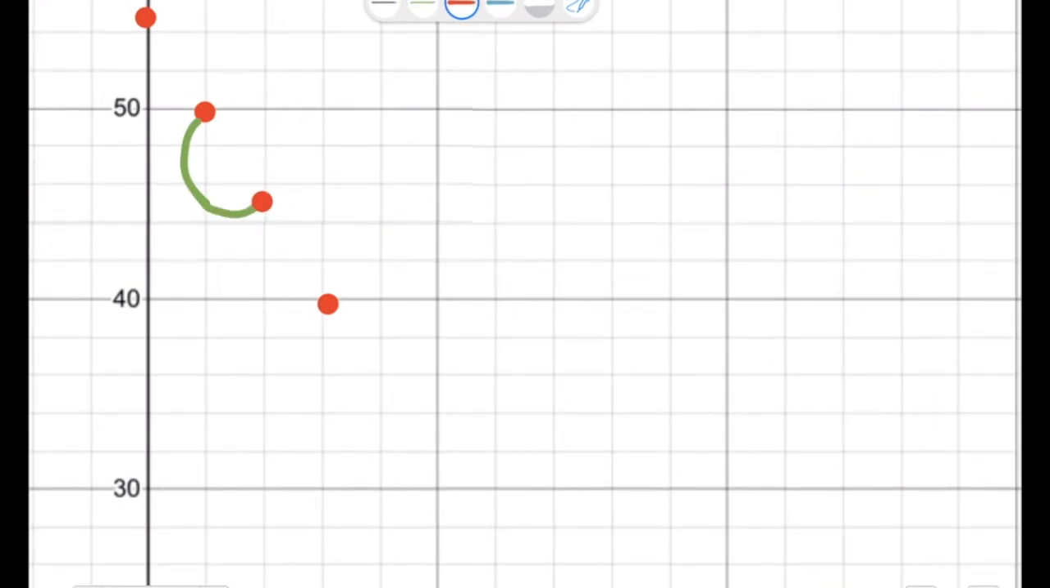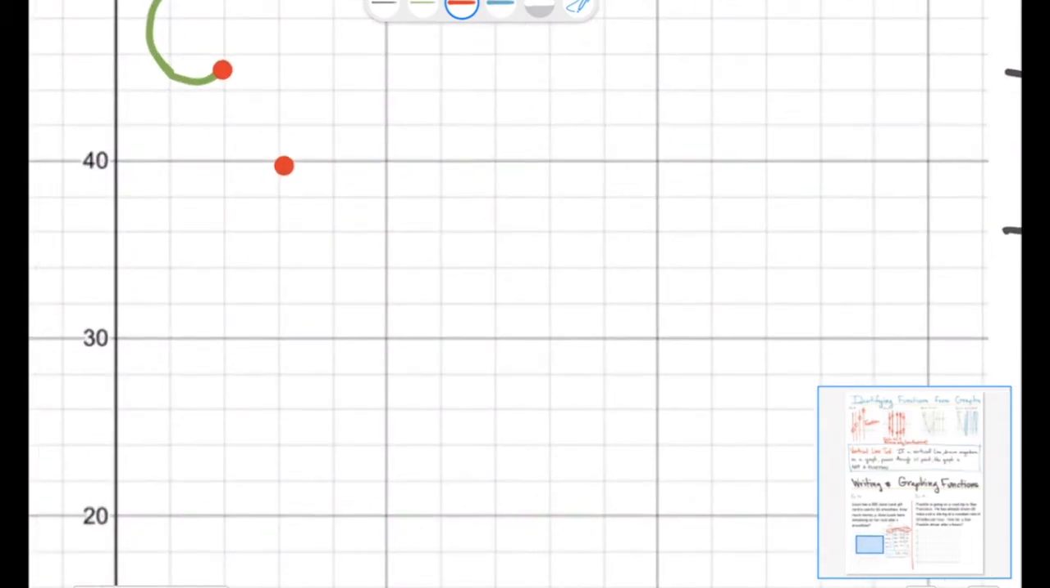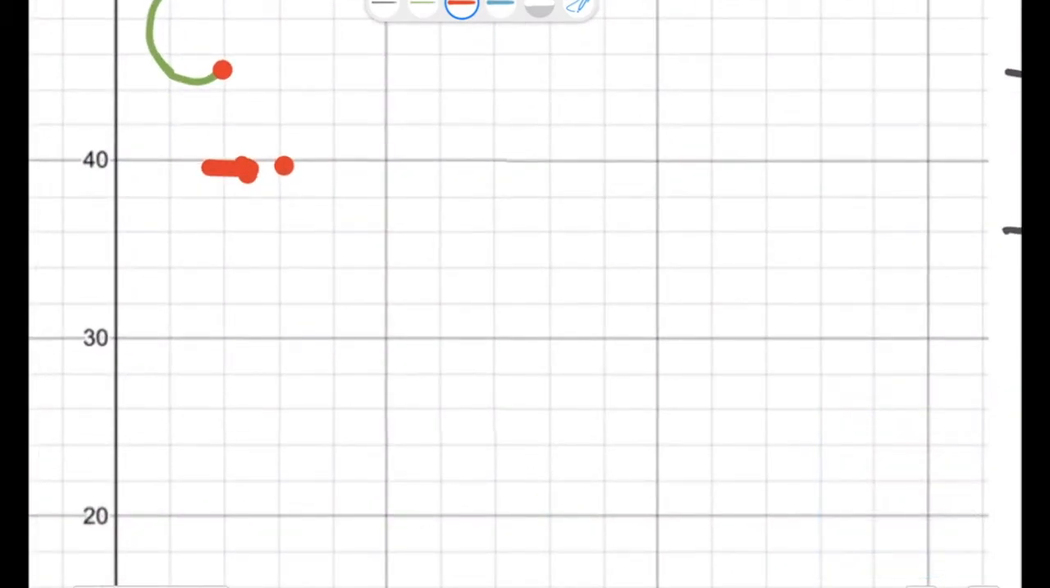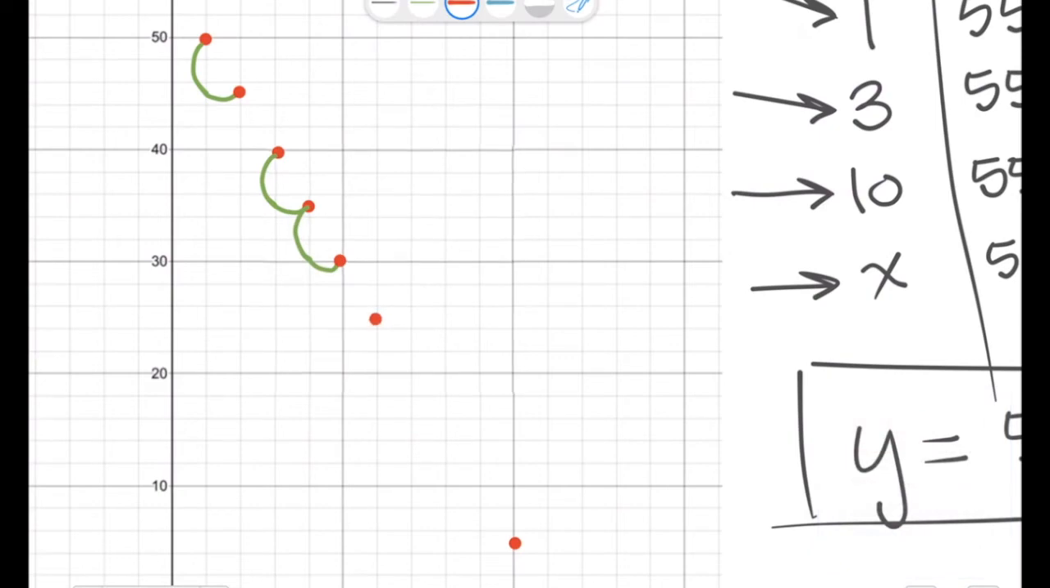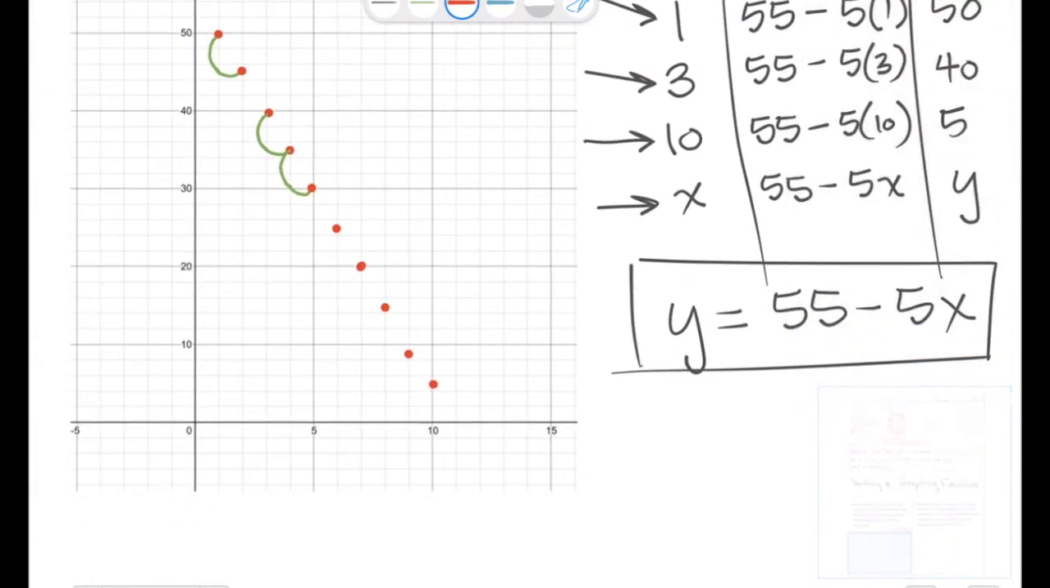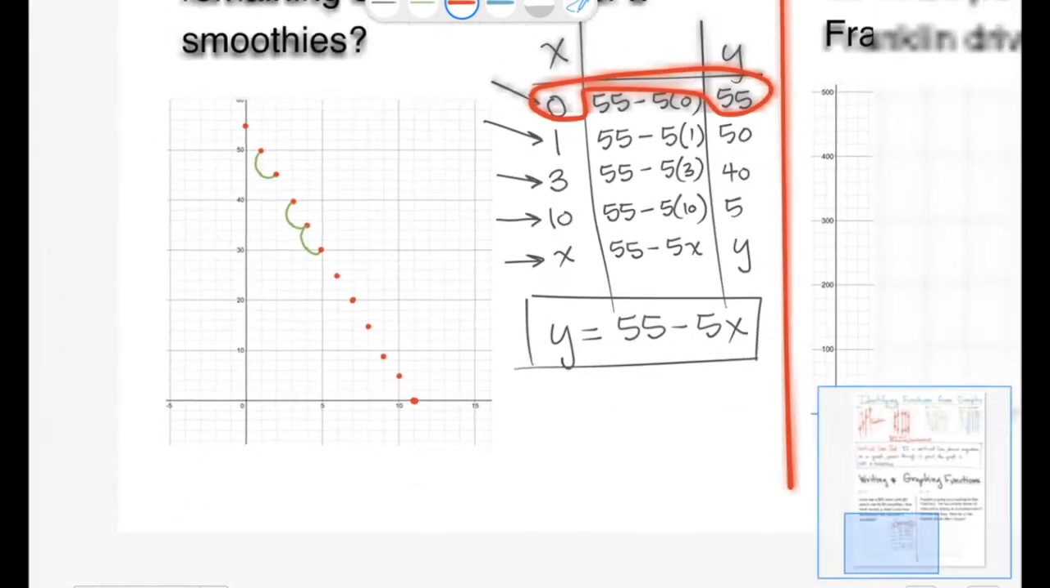So now what we can do is continue to fill in the missing boxes. From this point right here, we can go down 5. So down 5 is to here and over 1, and continue. And now continue down 5 and over 1, and down 5 and over 1, and down 5 and over 1, and we can keep going until she's completely out of money.